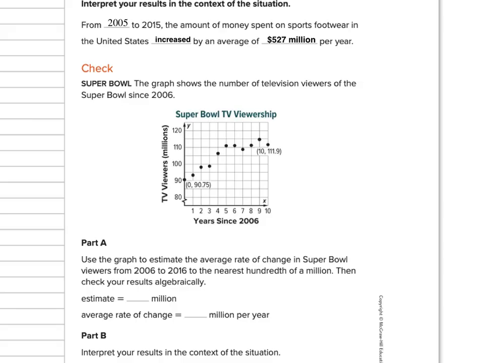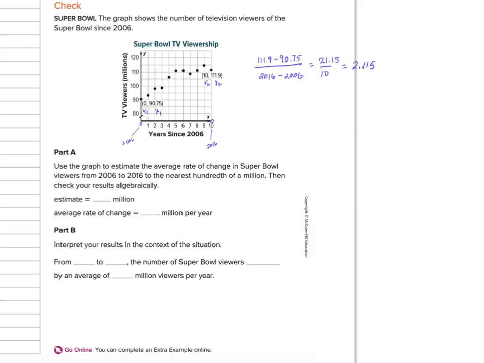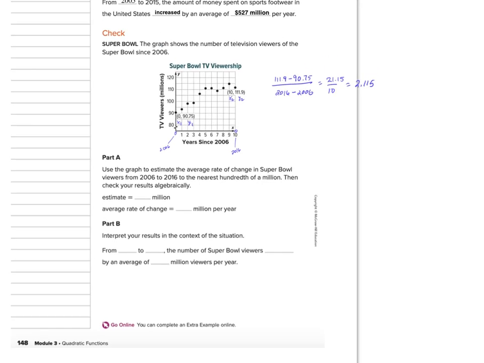But let's see here. So it says this shows the television viewers from 2006. So 0 is 2006. And it says use this graph to estimate the average rate of change in the Super Bowl viewers from 2006 to 2016. So using the graph to estimate the average rate of change of Super Bowl viewers, according to my interpretation of the slope between these 2 points, I came up with 2.115.